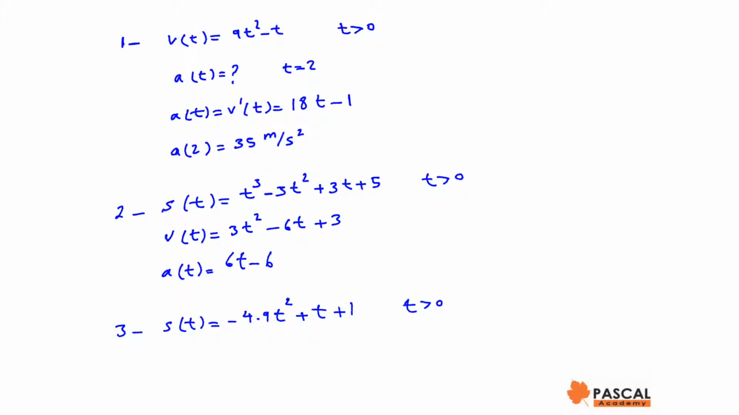Velocity after 2 seconds is 12 minus 12 plus 3. It is 3 meters per second. And acceleration at t equals 2 is 12 minus 6, which is 6 meters per second squared. Since both acceleration and velocity are positive, the object is speeding up. And since velocity is positive, object is moving in the positive direction.